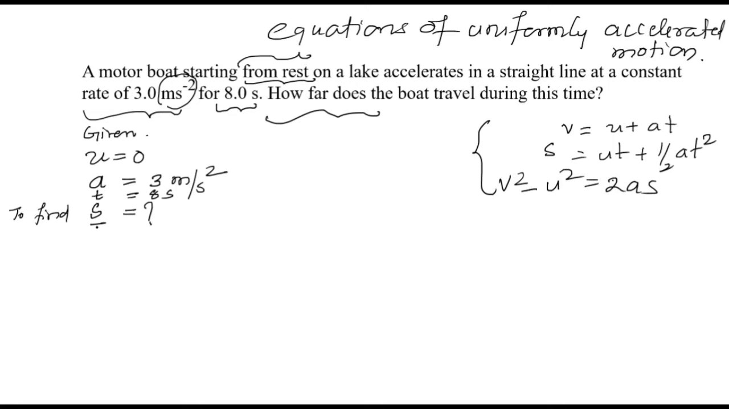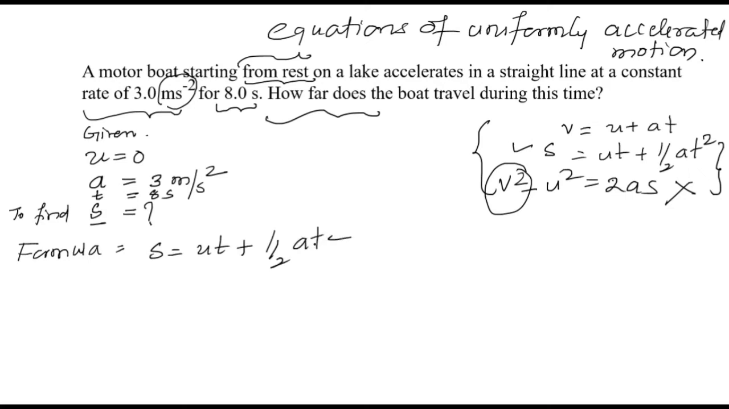Now out of this you have to choose as per the problem and information given. We need to calculate s, so that means we have to go for either the second or the third equation. But in the third equation we are not given the final velocity. So that's why we cannot take it. So we'll go for the second equation. So the formula to be used is s equals ut plus half at square.